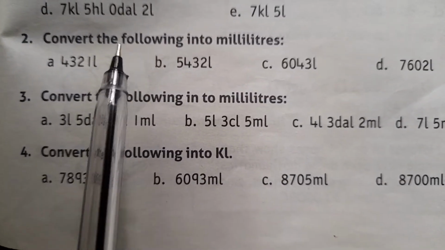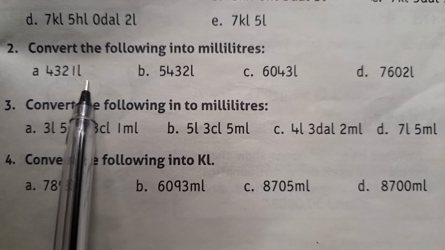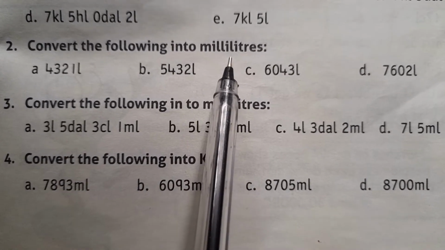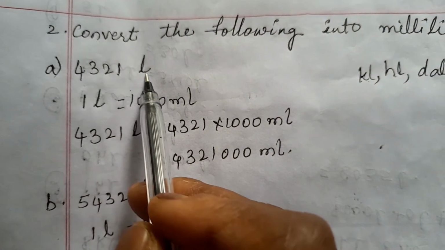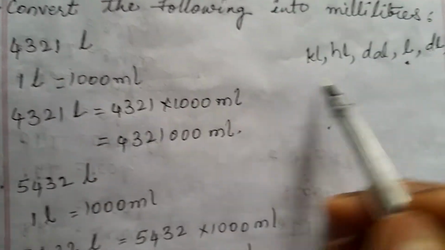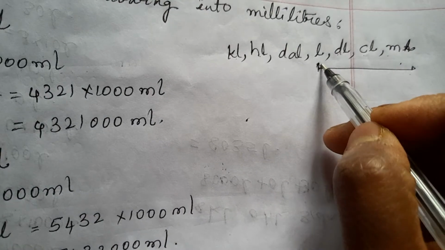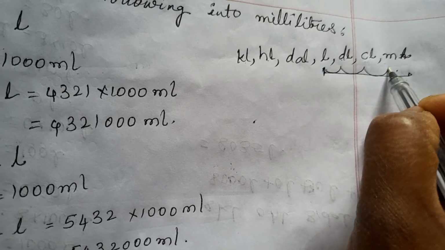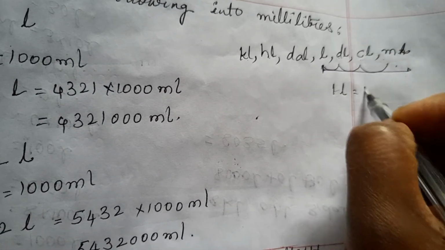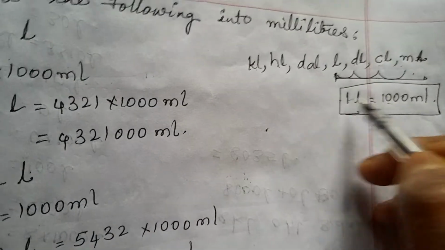Now the second sum, convert the following into milliliter. Milliliter is the smallest unit. So from liter, we have to convert into milliliter. We will see how to do. Children, now 4321 liter. How many ml? So from liter, we have to convert into ml. So from left to right means normal zeros. 1, 2, 3. 3 zeros. So 1 liter equal to 1000 ml. So we got the relation as 1 liter equal to 1000 ml.